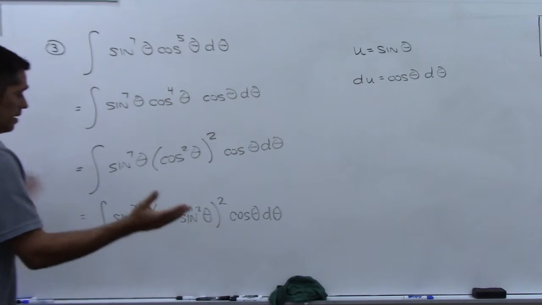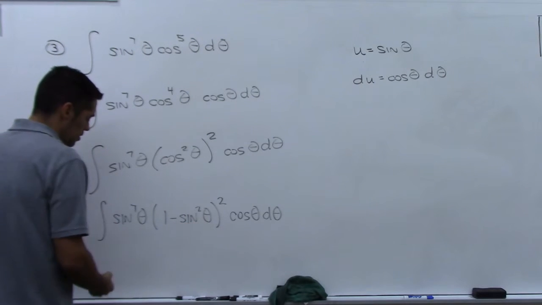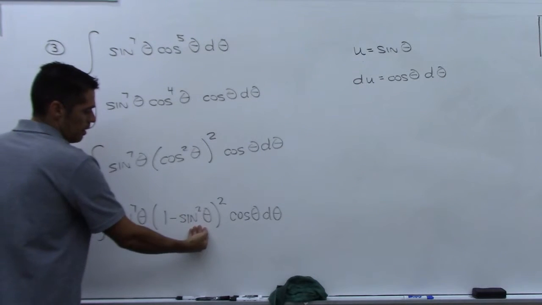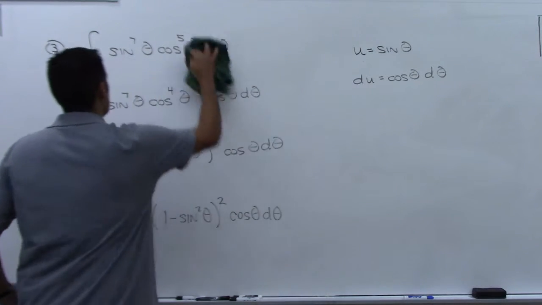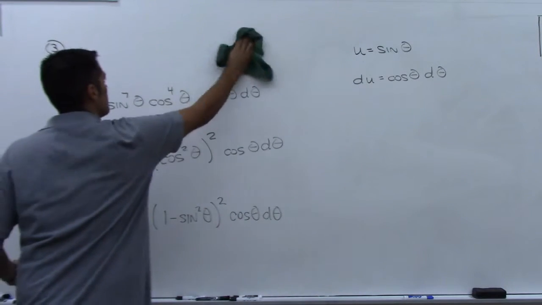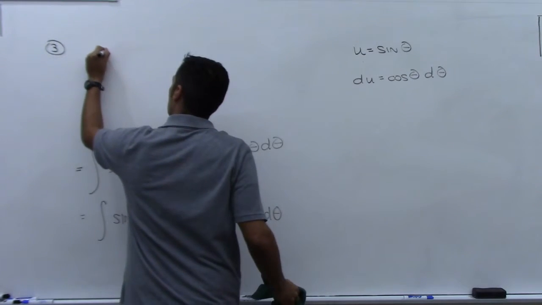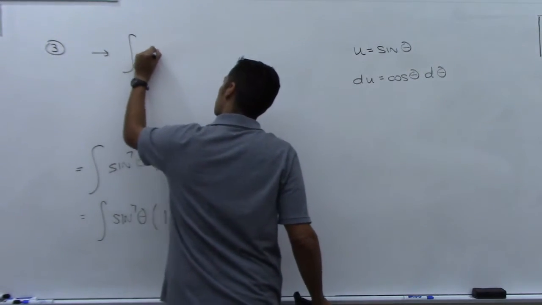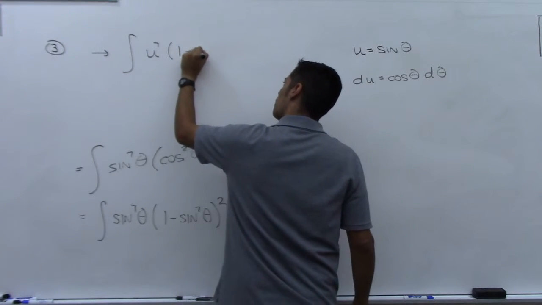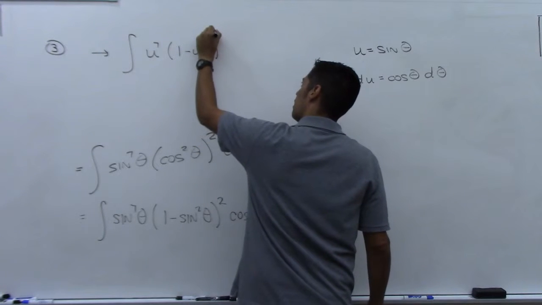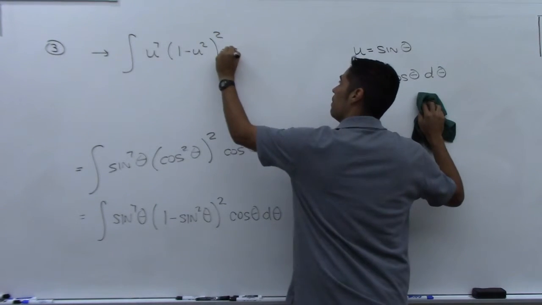And now I have everything in terms of u. In terms of sine, which is u. So this will be u to the seventh, this will be u squared. And then this right here is exactly du. So I'm going to rewrite the integral now in terms of u. So this becomes u to the seventh, that's this, parentheses, 1 minus u squared, parentheses, squared, and then cosine theta d theta is du.